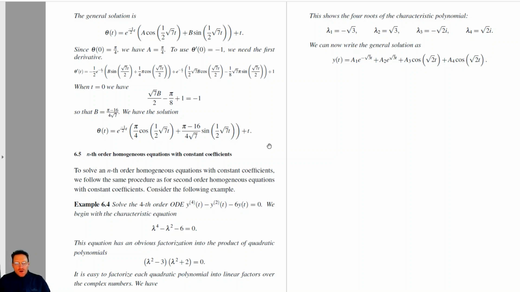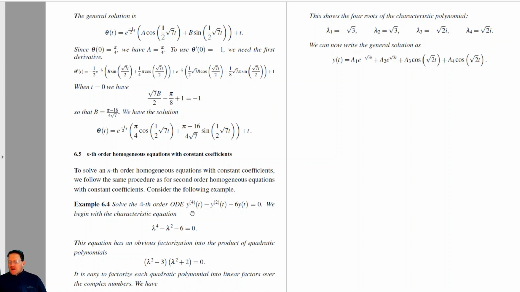Solve the fourth order ODE y fourth derivative. Now you can see the notation here. We stop using dashes and just put a superscript 4 with a round bracket around it for the fourth derivative because it's more concise, right? So y superscript 4 of t minus y superscript 2, so that would be y double dash of t, minus 6y is equal to 0.